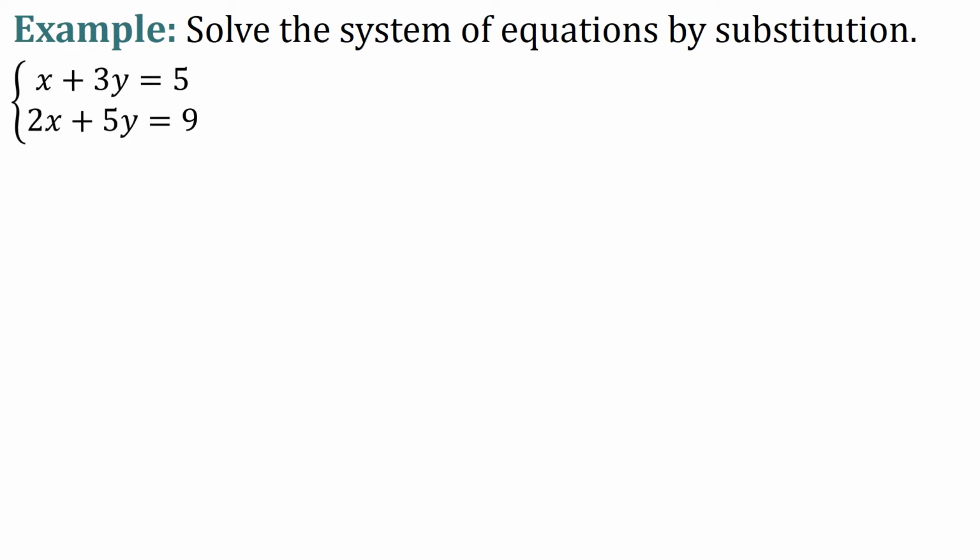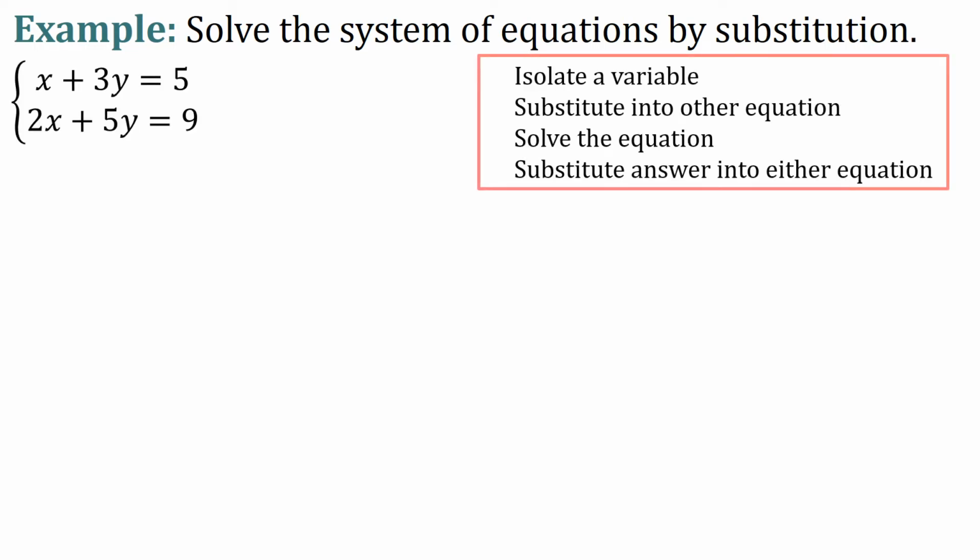We have the system x plus 3y equals 5, 2x plus 5y equals 9. So I've brought our steps from the previous slide over to this slide so that we can use them as a guide. So the first thing I need to do is to isolate a variable. So I'm going to look at this system of equations and determine which variable is going to be the easiest to isolate. I see I have a 1x, a 3y, a 2x, and a 5y.